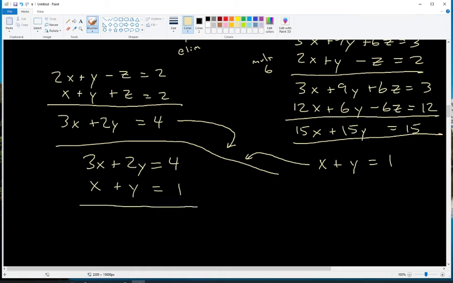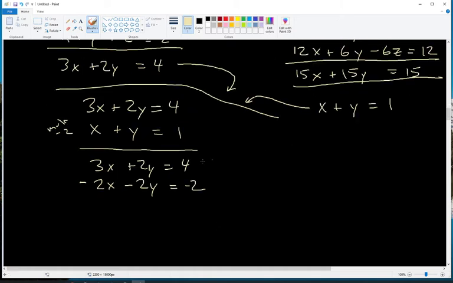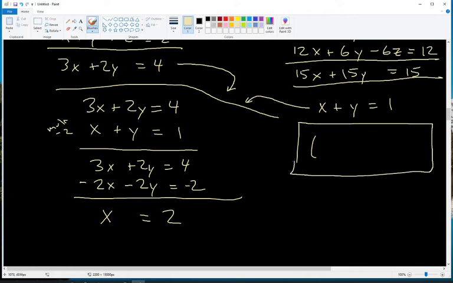Let's use elimination one last time. Let's multiply the bottom row by negative 2, so we get the y's to cancel. So I'll get 3x plus 2y equals 4, minus 2x minus 2y equals negative 2. Add them up. This is x, the y's cancel, equals 2. So, okay, in my final solution, which will be x comma y comma z, I know that x is 2.